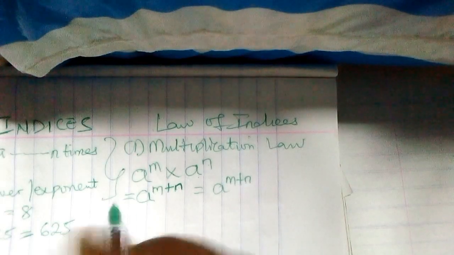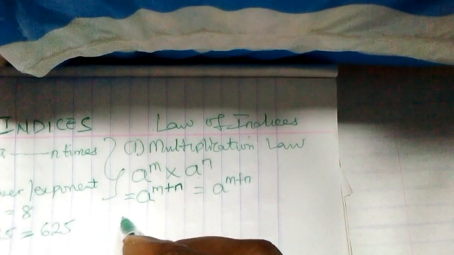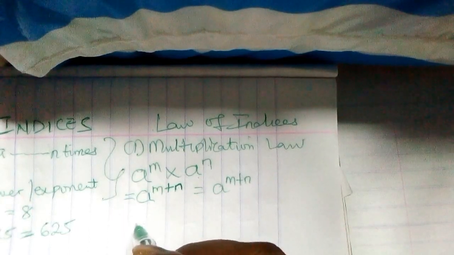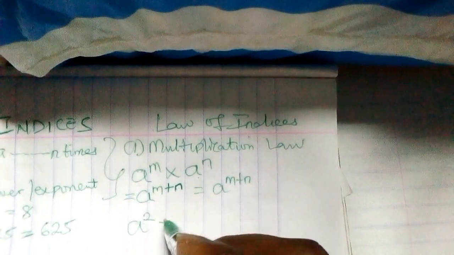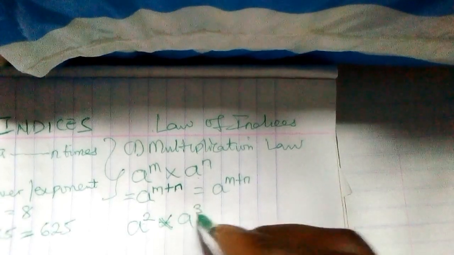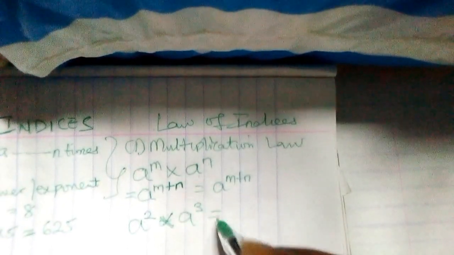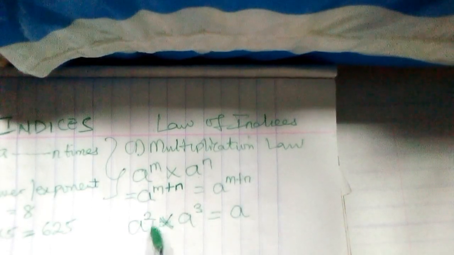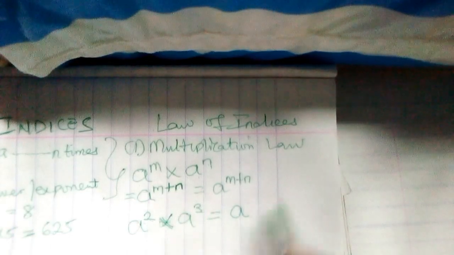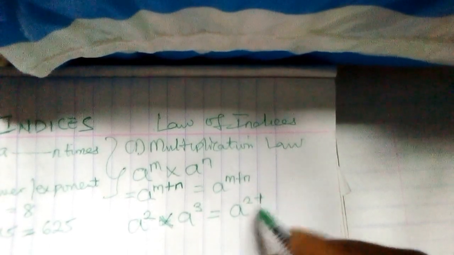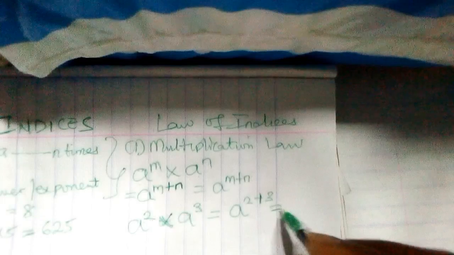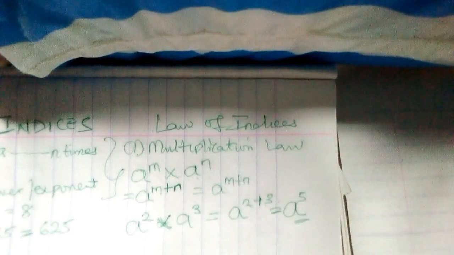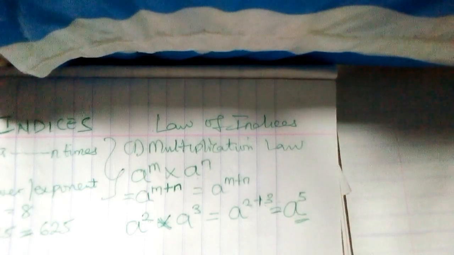Let me give you an example. Say you have a raised to the power of 2 times a raised to the power of 3. What can you do? They tell you they have the same base, so carry one a. Just carry one of the base, then check the one on top. Carry your 2 here, this times turns to plus, and carry your 3 here. You write your a, 2 plus 3 is 5. This thing is simple. That is the multiplication law.